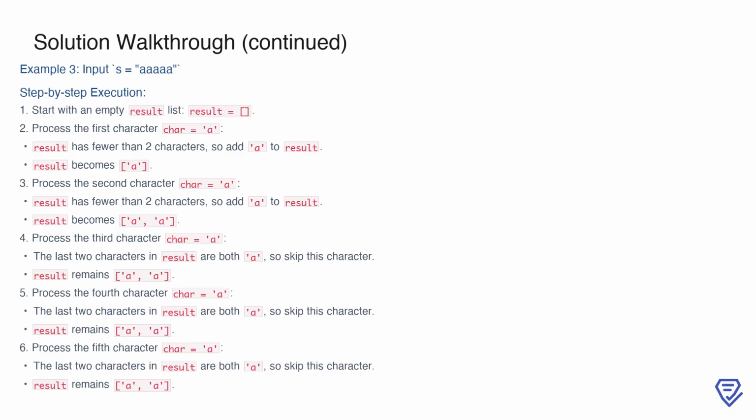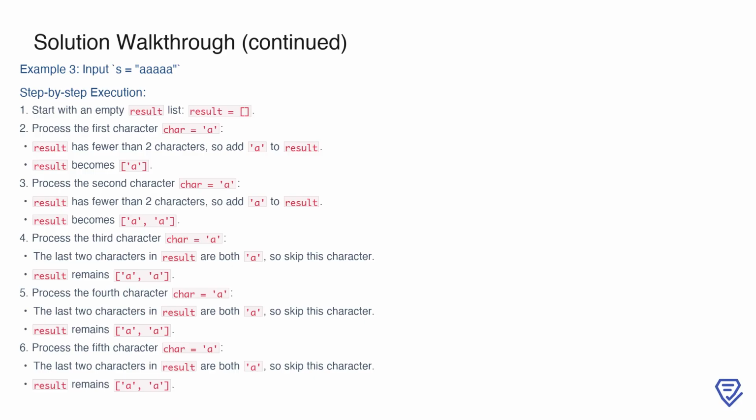In this example, we'll analyze the input s equals a, a, a, a, a. We begin with an empty result list. The first character is added to result since the list has fewer than two characters, making it a. The second character, also a, is appended as well, resulting in a, a. The third character is again a. However, the last two characters in result are both a, so we skip this character. The result list remains a, a.